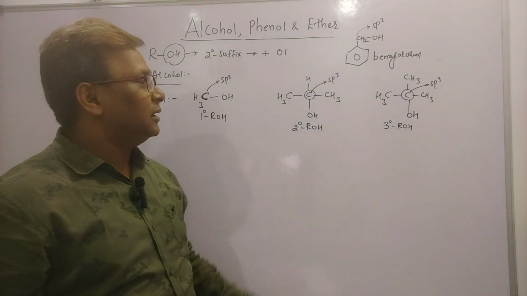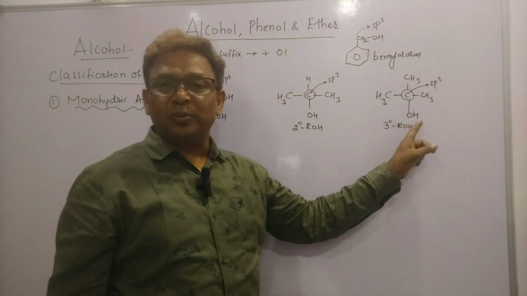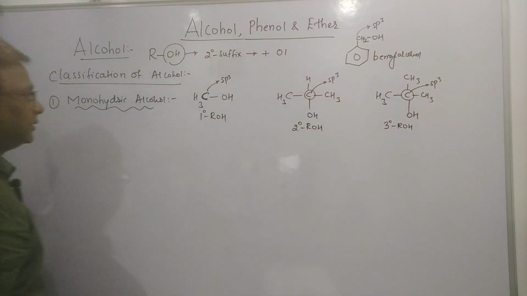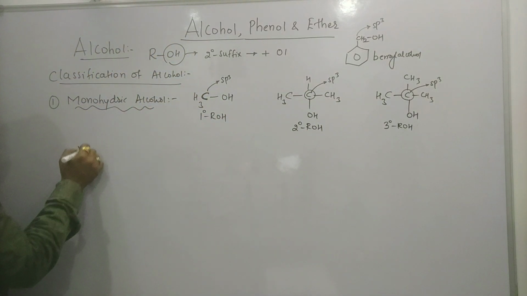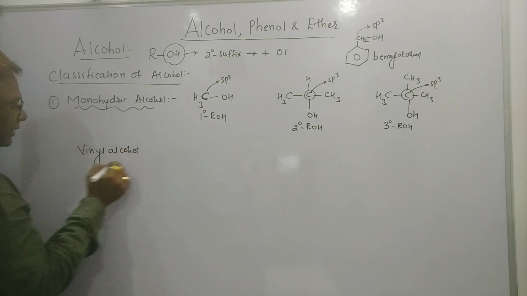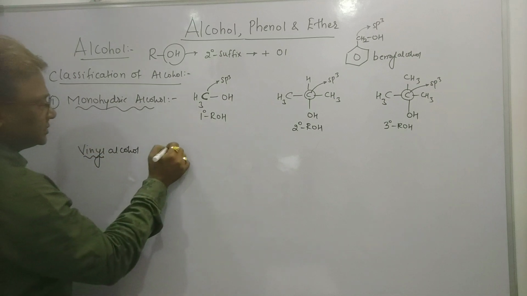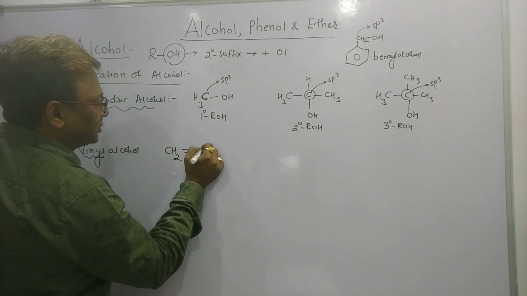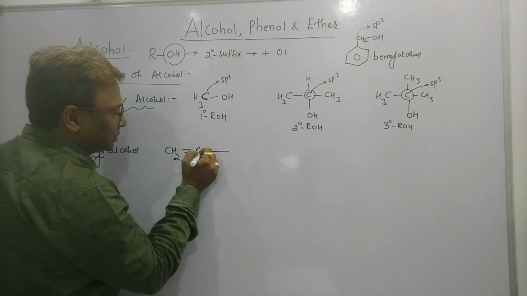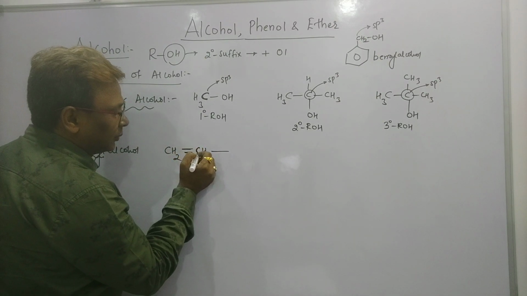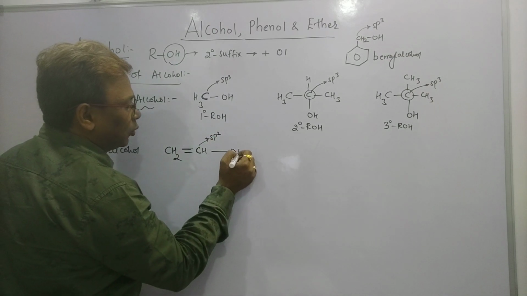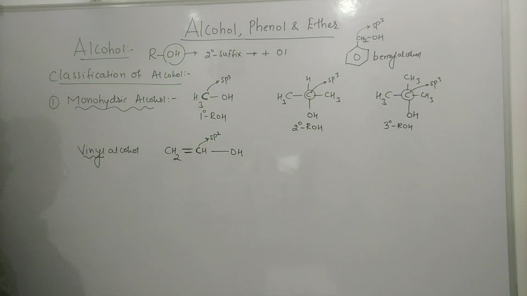Three alcohols are there, and in all the cases, our OH group is bonded to an sp3 hybridized carbon. But I am going to discuss one more, called vinyl alcohol. Sir, what is meant by vinyl group? A vinyl group means CH2 double bond CH with a free bond, called vinyl. You can see this free bond is present on a carbon which has a double bond. So this carbon should be an sp2 hybridized carbon, and OH present on it is called a vinyl alcohol.